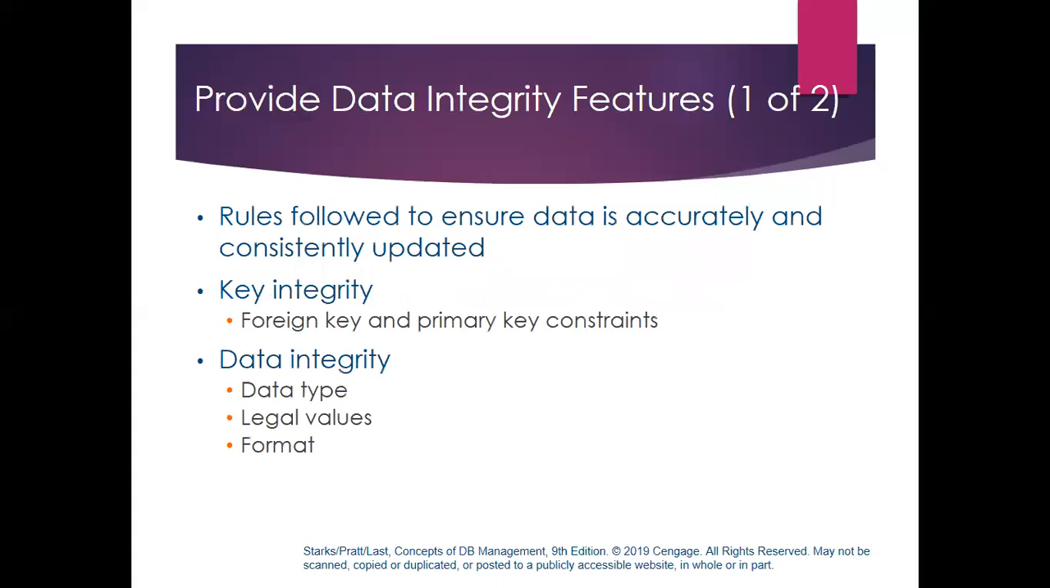Data integrity features. A database management system must follow rules to ensure that data is accurately and consistently updated. These rules are known as integrity constraints and are categorized as either key integrity constraints or data integrity constraints. Key integrity constraints include foreign key and primary key constraints. Data integrity constraints consist of data type, legal values, and format.